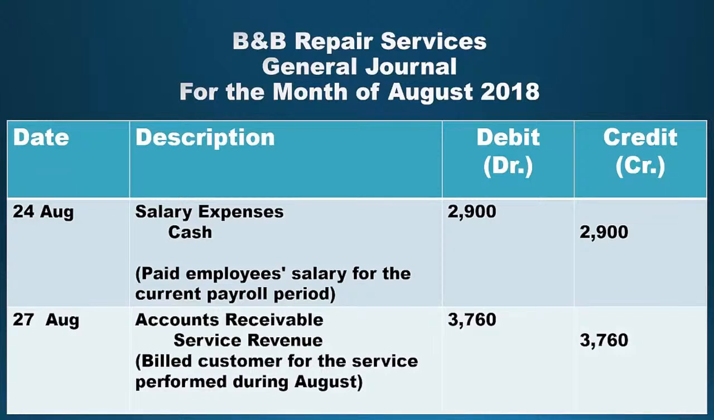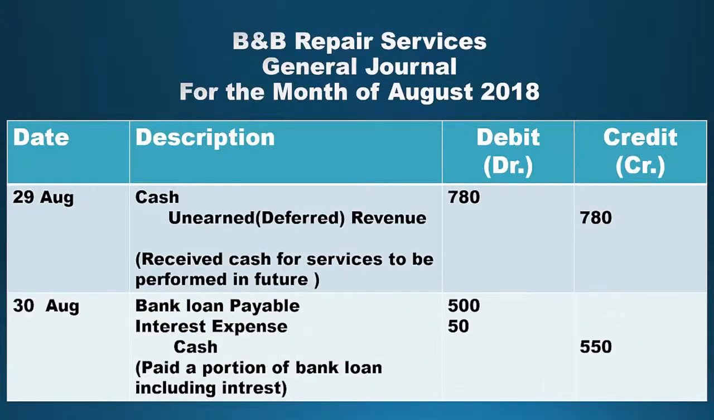Step 3. How do we record it? To record this, we debit accounts receivable for $3,760 to reflect the money owed to the company. Credit service revenue for $3,760 to record the income earned. The narrative for this entry is billed customers for repair services performed during August.